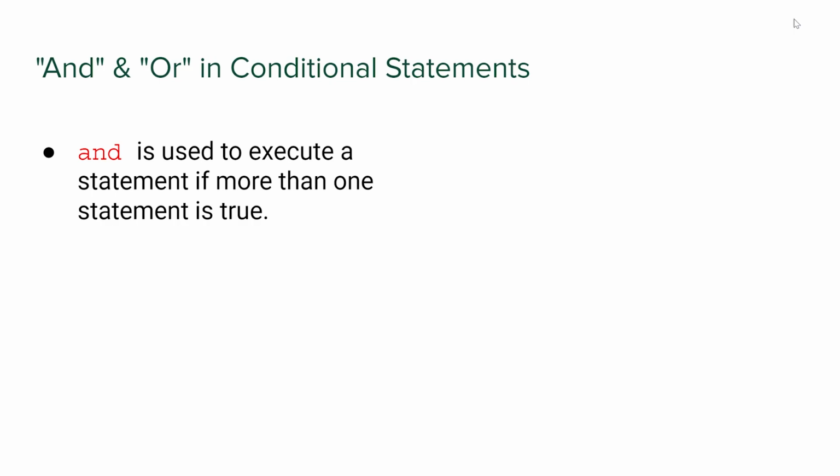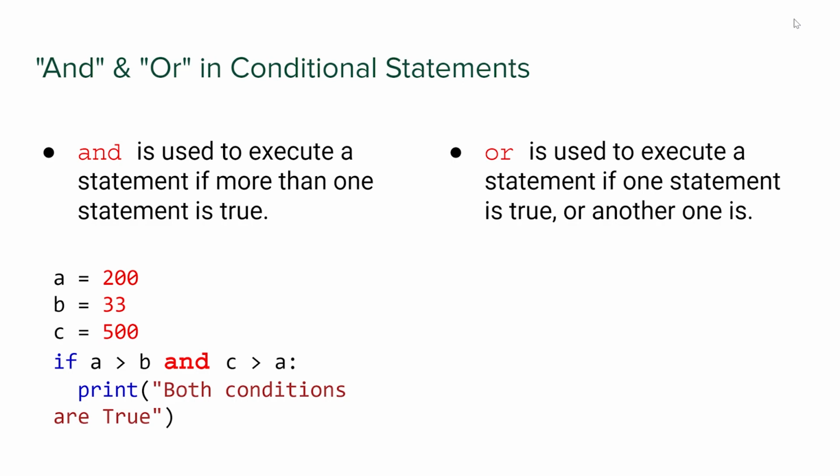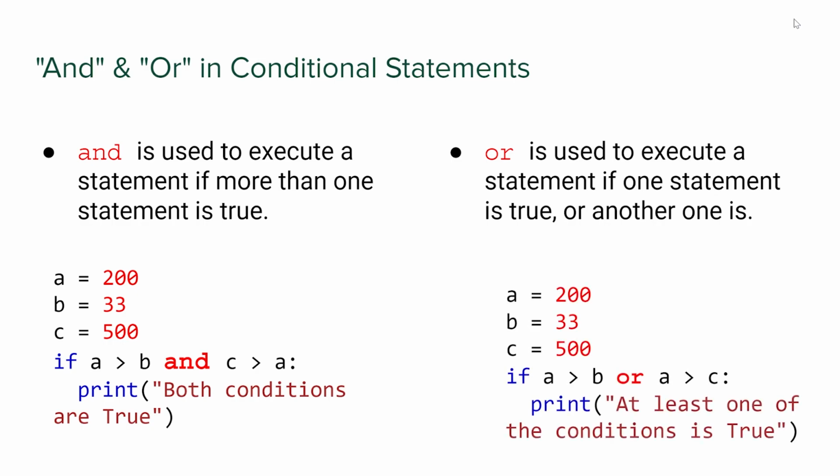And is used to execute a statement if more than one statement is true, i.e. statement 1 and statement 2 are true, then you want the code to run. So if A is greater than B and C is greater than A, then you print both conditions are true, in the first example. Or is used to check if either statement is true. One statement is true, or another one is, as we see in the second example.